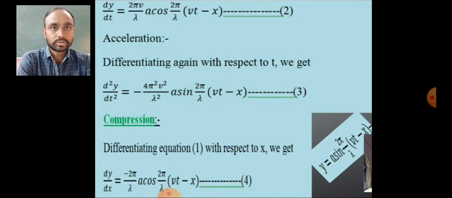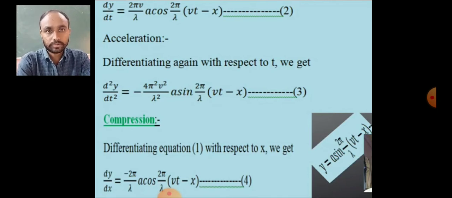Now come to the right hand side of equation 2. 2 pi v by lambda is constant, write in your notebook 2 pi v by lambda, it is constant. a is constant, and now focus on the cos derivative. The derivative of cos is minus sin theta, that's why it is minus here. And sin 2 pi by lambda (vt minus x) is our total theta. Now again by the chain rule we have to take the derivative of this particular theta, 2 pi by lambda (vt minus x), because the t term is present in the theta.